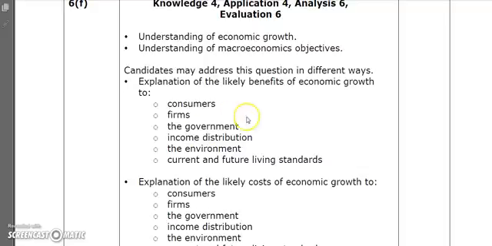The government also benefits from growth, because as the economy is growing and we've got more people in work, therefore fewer people will be on benefits, which means the government will have to spend less on benefits and will actually be receiving more in tax through income tax and things like that.